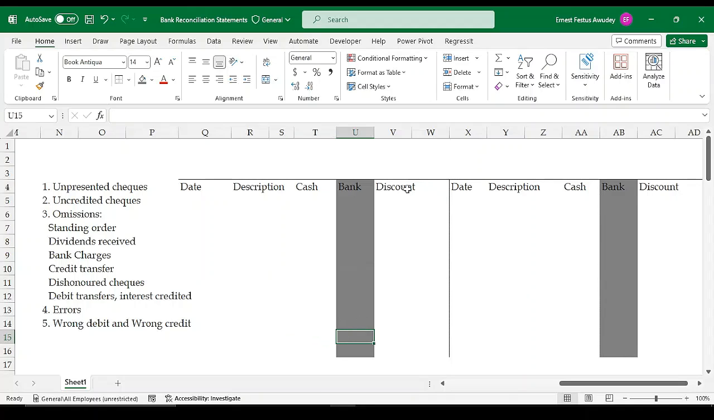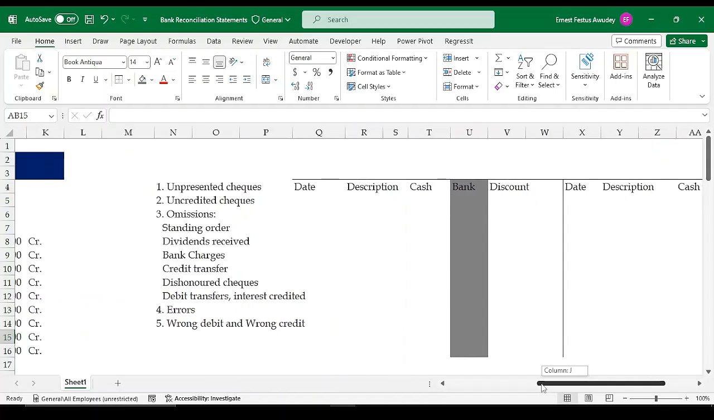Now if you want to learn how to prepare these accounts and balance an account, then you can check out my video on how to automate accounting ledgers and also extract the trial balance. Alright, I've explained all of that in that video.